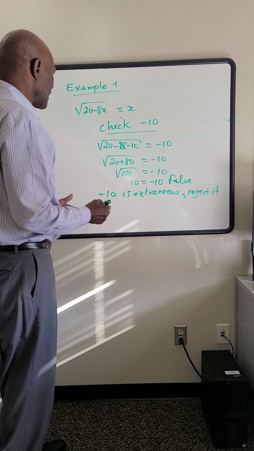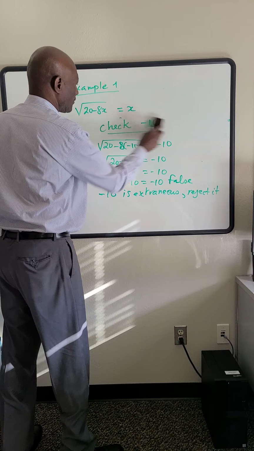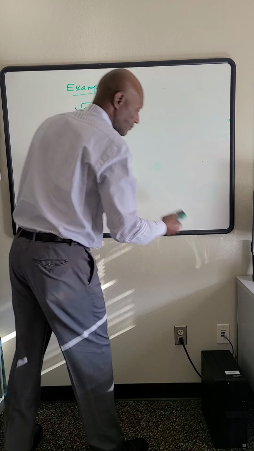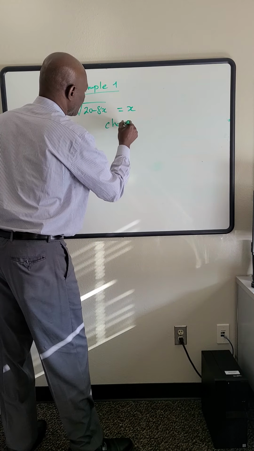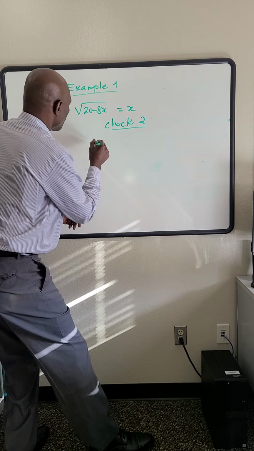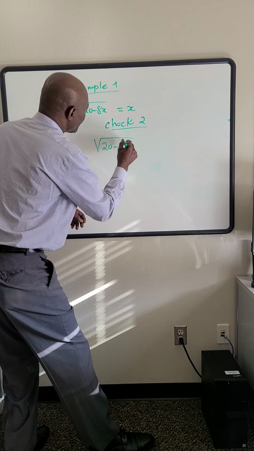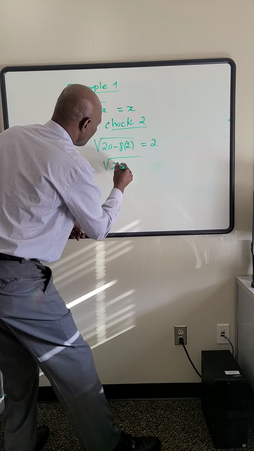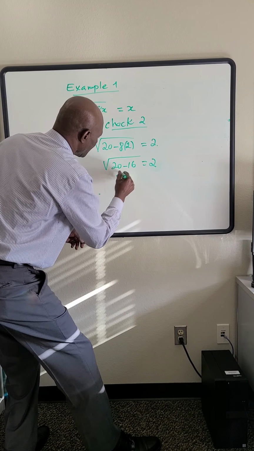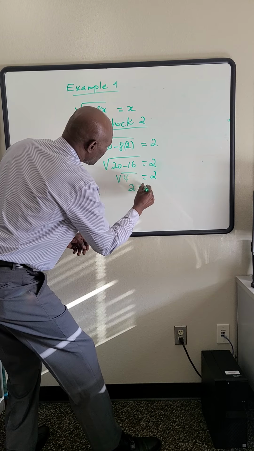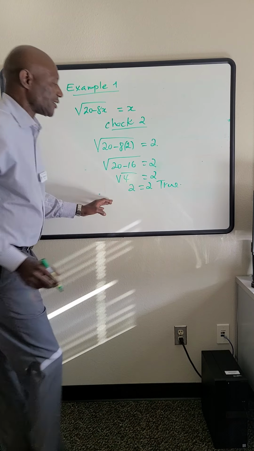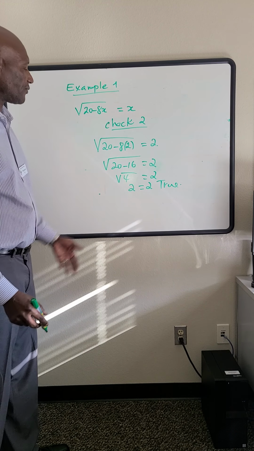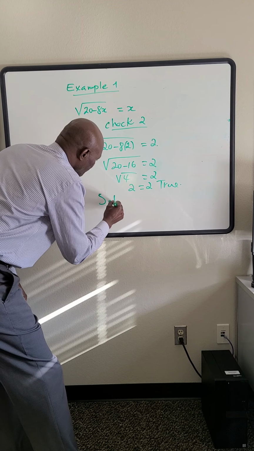Now we check 2 the same way. So check 2. Radical of 20 minus 8 times 2 equal to 2. Radical of 20 minus 16 equal to 2. Radical of 4 equal to 2. 2 equal to 2. So this is true, which means 2 is a solution. Finally, because we rejected negative 10, the only solution is 2.